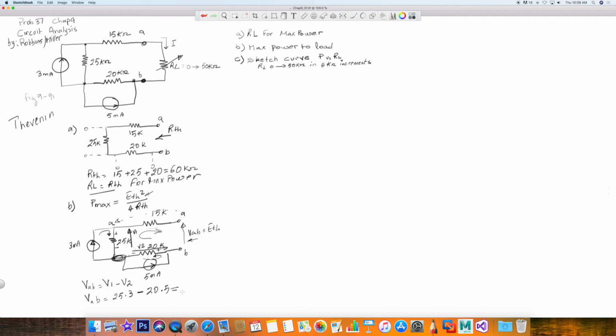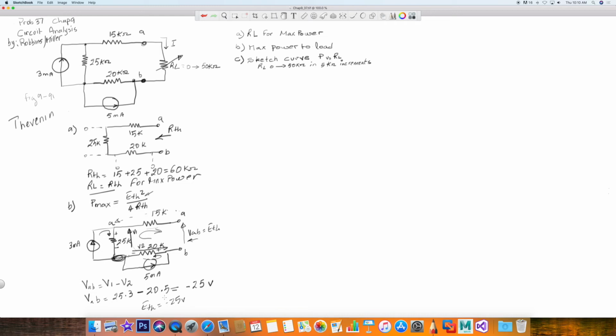Okay, so what does that leave us? Let me pull my calculator. So we've got 75 minus 100. That leaves us with minus 25 volts. What it's telling us is that the voltage against VAB is in reverse. It's the other way around. All right, so we know that ETH will be minus 25 volt if you're looking at it that way.